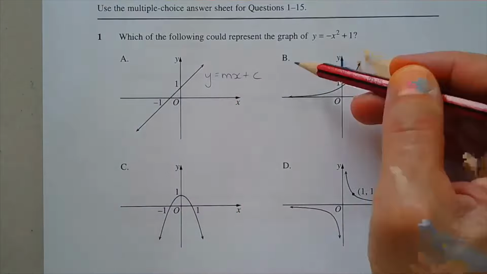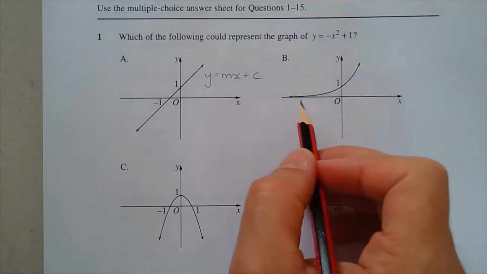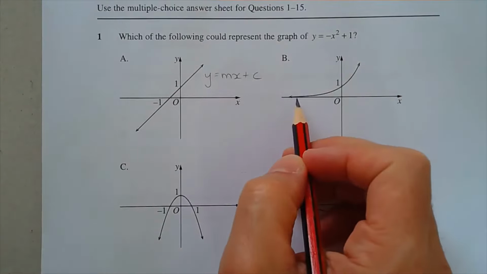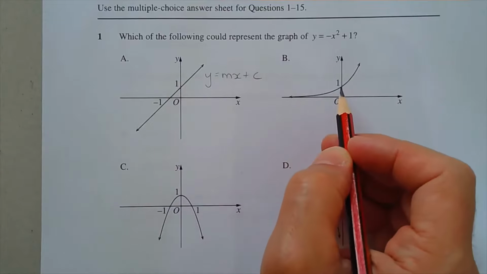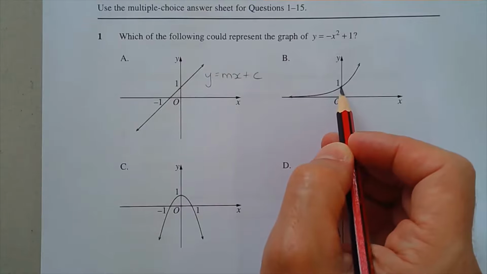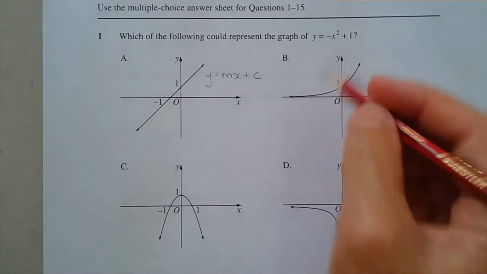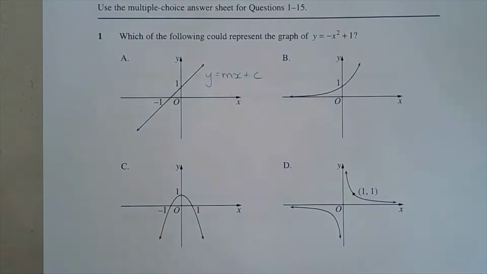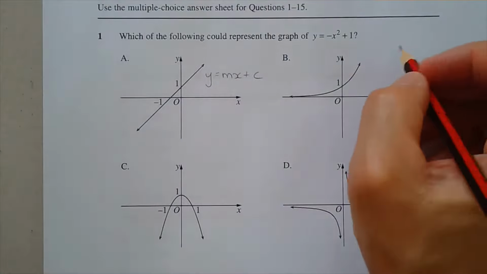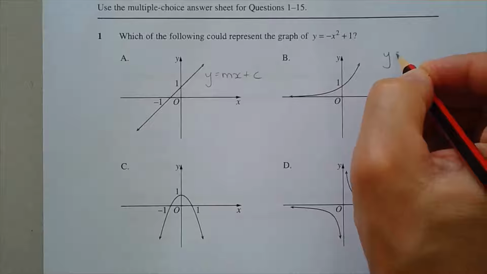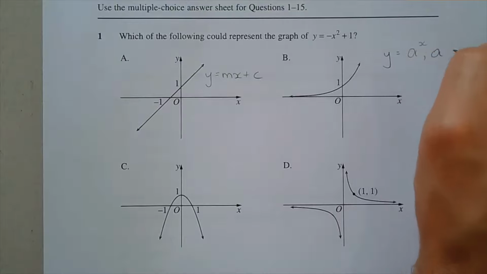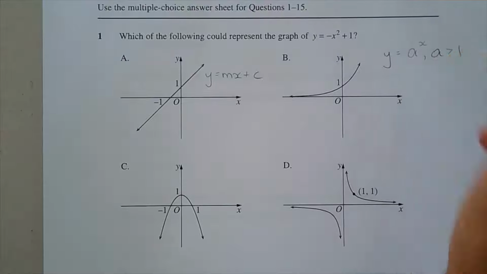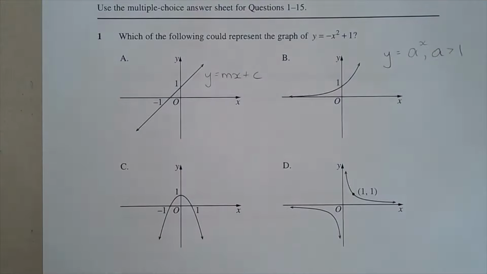Okay. Let's look at part B. A graph that starts from the left-hand side, very close to the x-axis, with a very small value, rising up, going through 1 on the y-axis, and then rising at a very sharp rate on the right-hand side. This one is an exponential function. It's really of the form y equals a to the power of x, where a is a number greater than 1. So this one's an exponential.